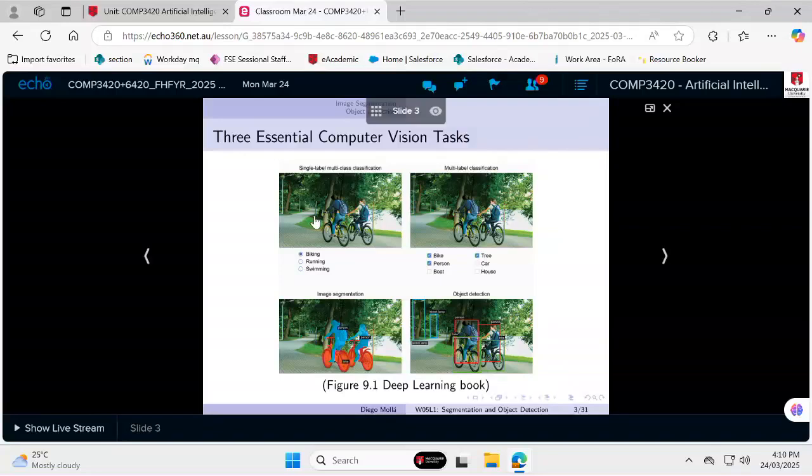Cycling, I would say. But anyway, it says biking here. So then in multi-label classification, the task is to assign several labels to the image, not just one. For example, bike, person, tree, that's what you see here, but there are no cars, no houses, and no boat. So there are three labels: bike, person, and tree.